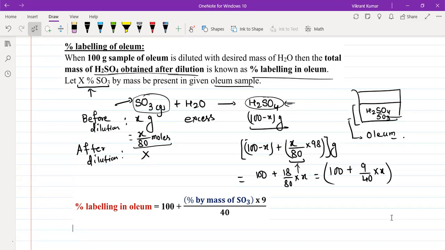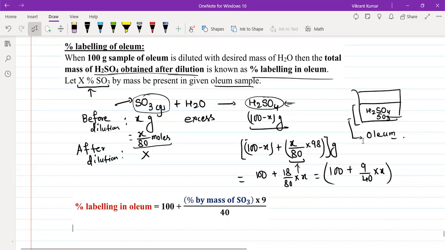Because percentage by mass of SO3 में एक increasing function दिख रहा है ना. देखो ना जरा percentage by mass की जगह 0 रखो. How much you are getting? Percentage leveling 100. 100 मिल रहा है. उसी में अगर मैं 0 की जगह 40 रख देता हूँ, how much you are getting? 109. 109. तो बढ़ गया ना. So if you have got greater percentage by mass of SO3 in the oleum sample, more will be percentage leveling in oleum.